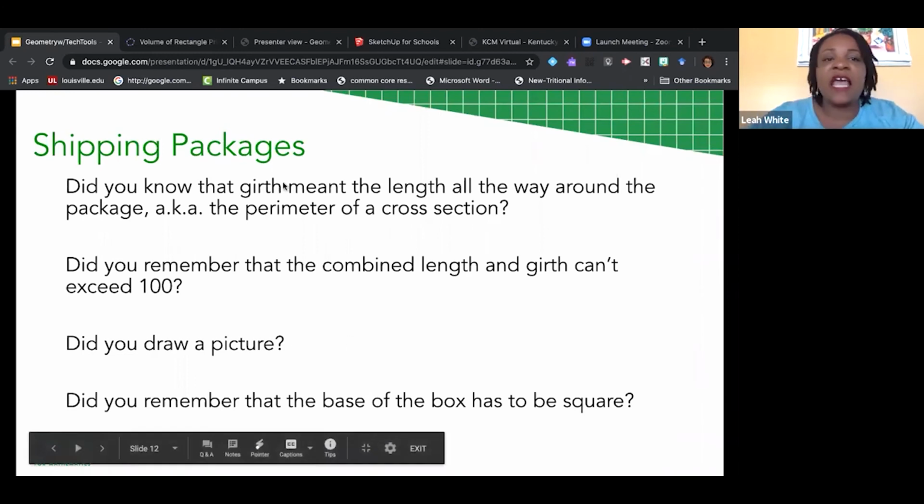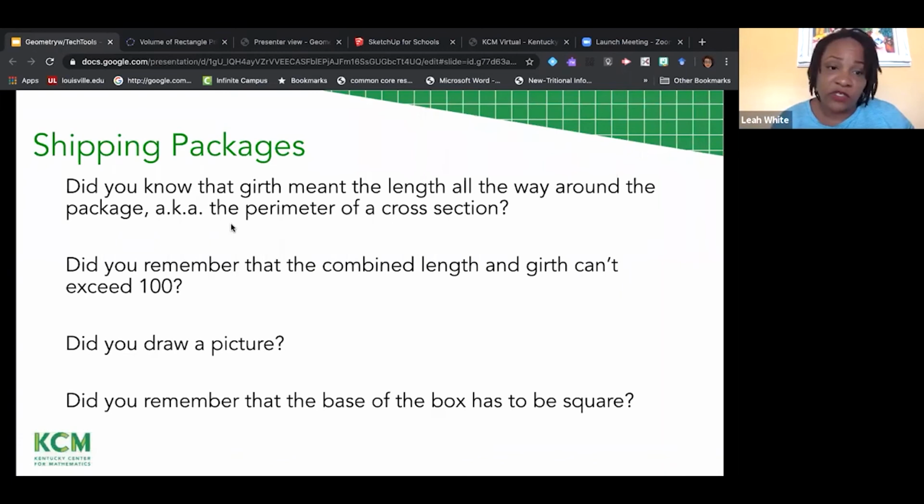And so also in the handout, there are some questions that would help students when they don't respond correctly to the task. So questions about girth. Did you remember that the combined length with the girth could exceed 100? Did you draw a picture? Did you remember that the base had to be square? So there are other questions that you can use to help move kids along as they're going through a task like this, but I thought that those 2 technology tools would definitely help with their geometric thinking and their understanding.